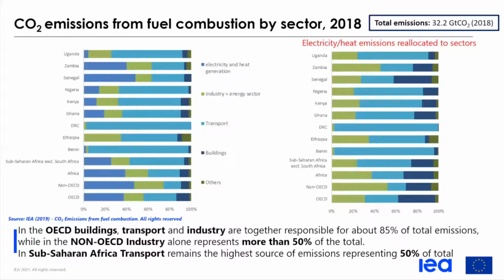Disaggregated data allows allocating the emissions associated with power generation to the end sectors and provide a more complete understanding of real drivers of CO2 emissions. The graph on the right represents the sectoral emissions after reallocation of power generation emissions to the end sectors. As you can see, in the OECD countries, buildings, transport, and industry are together responsible for about 85% of total emissions, while among the non-OECD, industry alone represents more than 50% of the total share. In the sub-Saharan Africa, however, transport remains the highest source of emissions, representing 50% of the total.